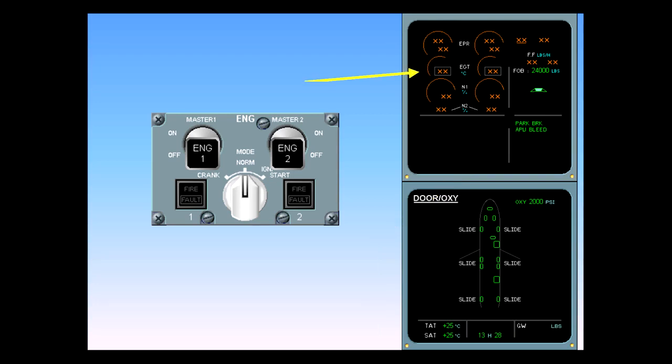Notice that all indications on the upper ECAM related to the engines are displayed in amber. To start the engines, the engine mode selector must first be switched to the ignition start position. Switch the engine mode selector to ignition start.